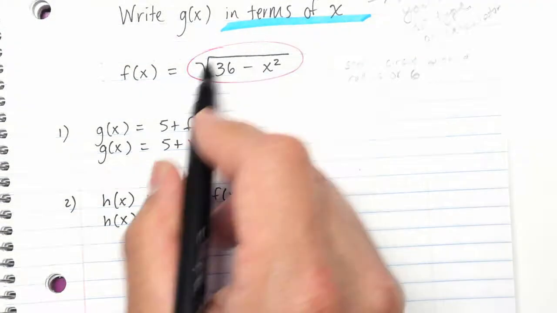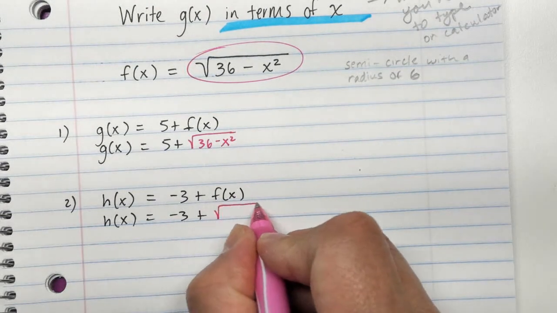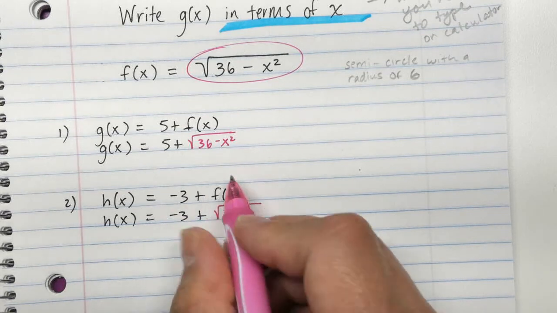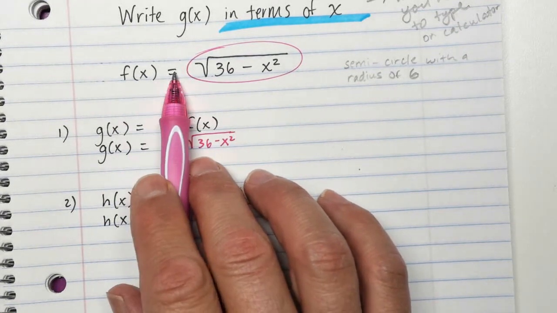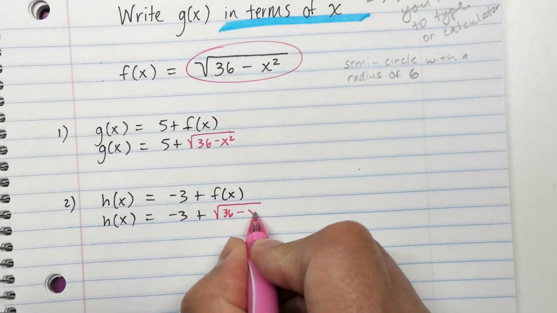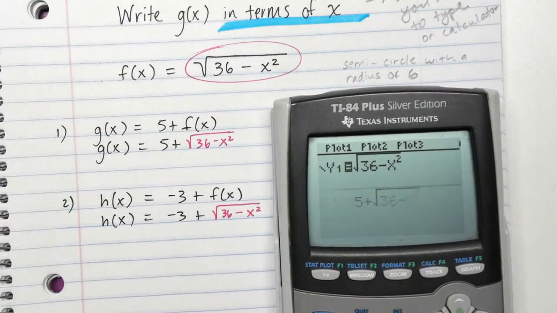What is the original function? It's right there. Don't make math hard. Just instead of f of x, write what f of x is. F of x is that. Yeah? Okay.